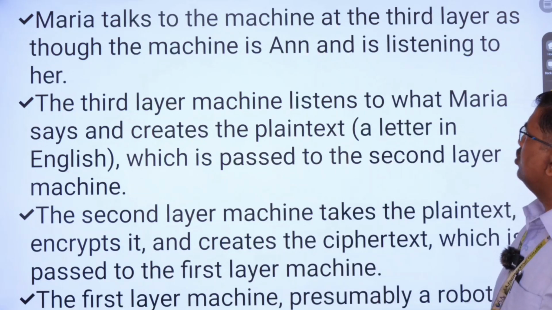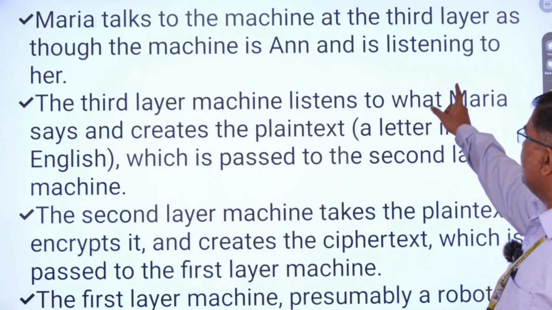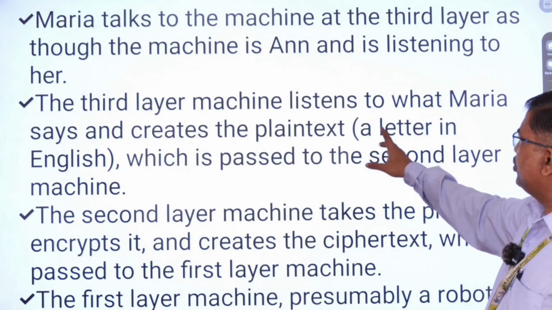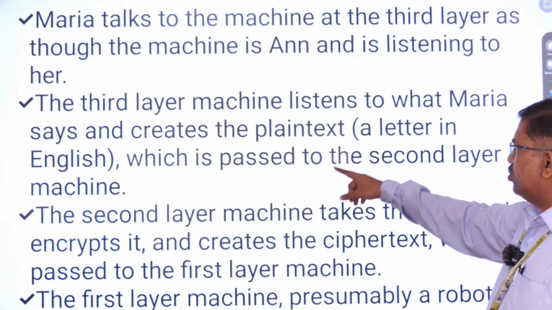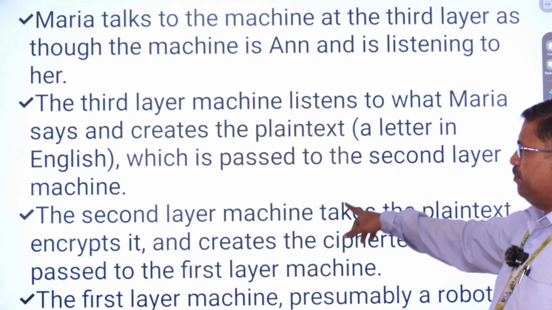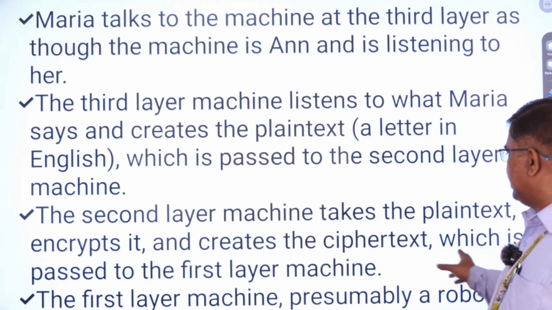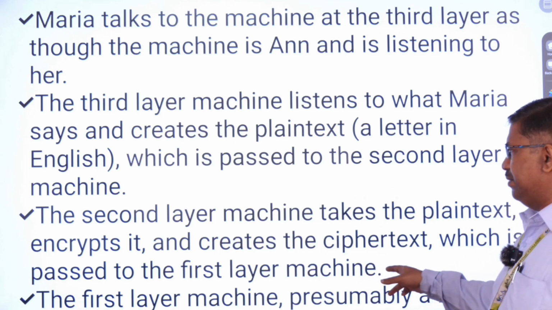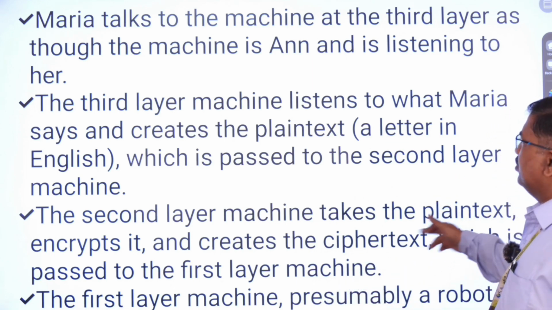So Maria talks to the machine at the third layer as though the machine is listening to her. The third layer machine listens to what Maria says and creates a plain text, which is passed to the second layer machine. The second layer machine takes the plain text, encrypts it, and creates a ciphertext which passes to the first layer machine. The first layer machine is presumably a robot.